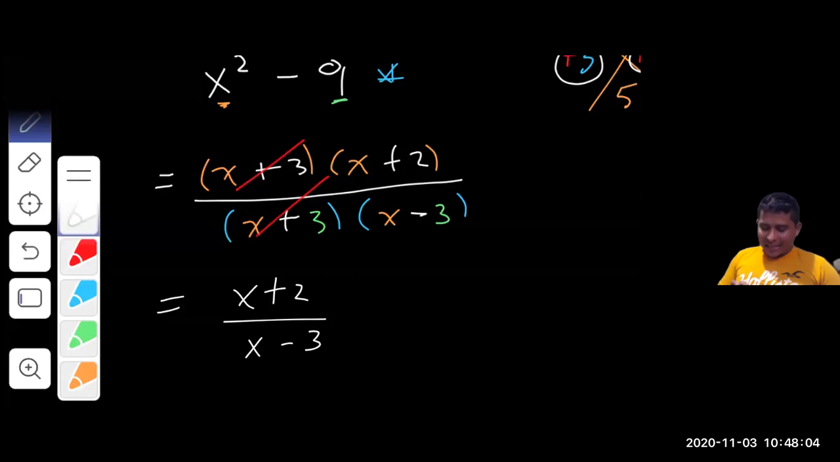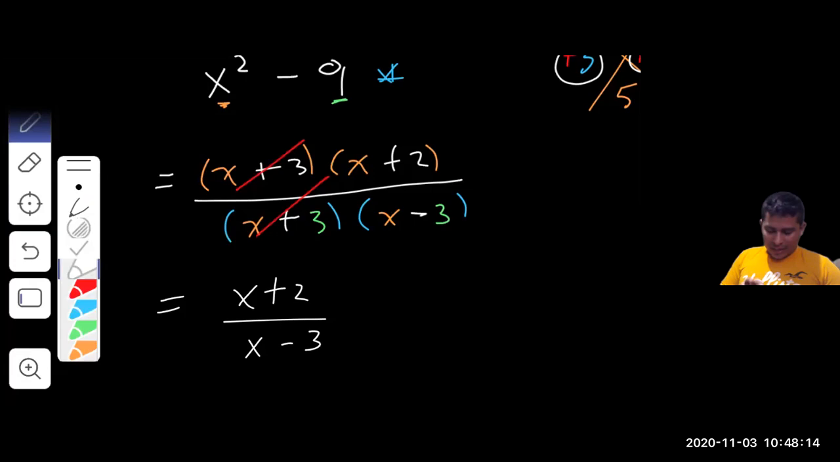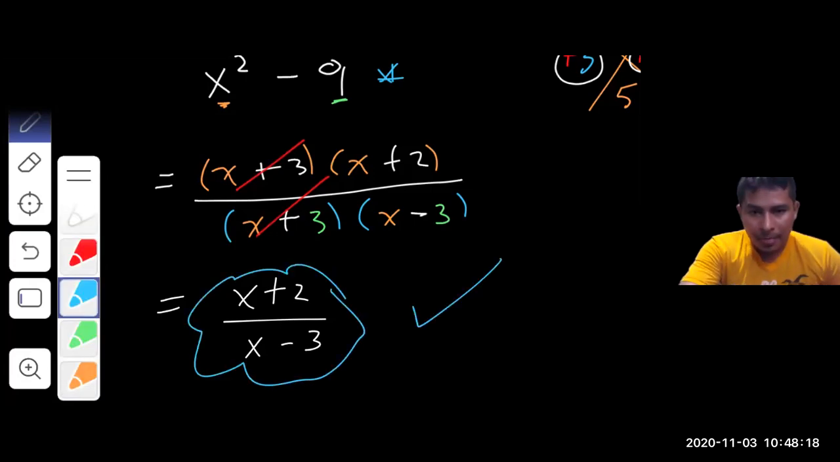In this case, guys, can I cancel the x and x? No, guys. It doesn't work like that. You have to have the same thing in the numerator and the denominator. In this case, we're going to leave it like that. This is going to be my final answer.